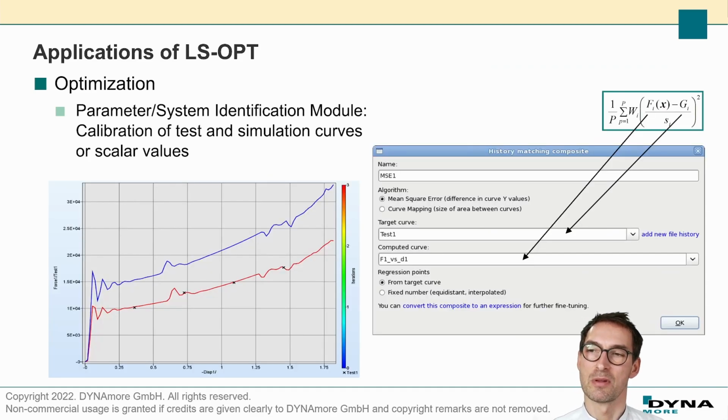The first example is the optimization of parameters. It's the most common application, I would say, for LS-OPT. You have a test curve, and you want to match your simulation model to this test curve. Usually you do this by identifying the parameters in a material model. You're adjusting the elastic modulus, Poisson's ratio, yield stress, and so on. By these adjustments, you want to find the best fit to your experimental data.